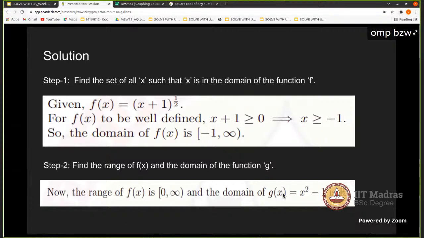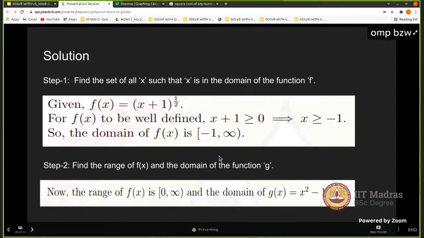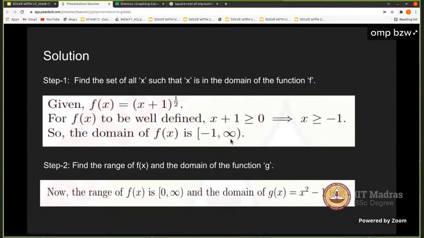So if it is giving like that, that is where it is well defined. It is going into f, it is going into g, it is giving me an output. So that is a well defined output. Whatever x I take between -1 to infinity, I am getting a well defined output. So the domain is nothing but for what values of x I will get a well defined output. All those values will be my domain.